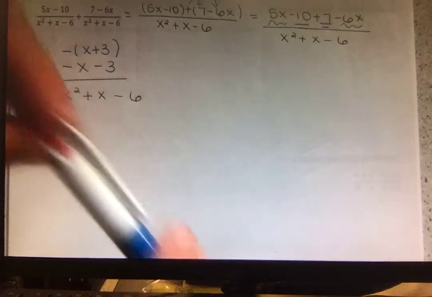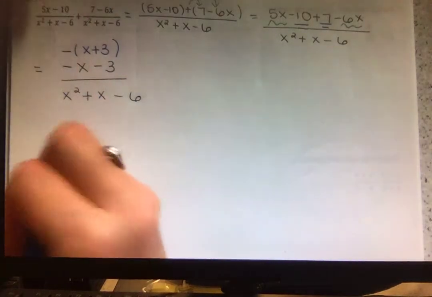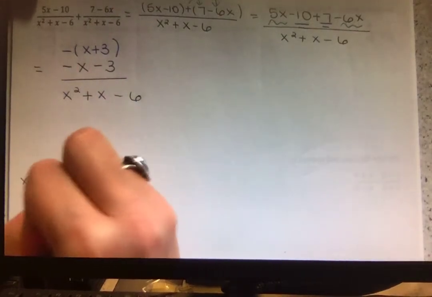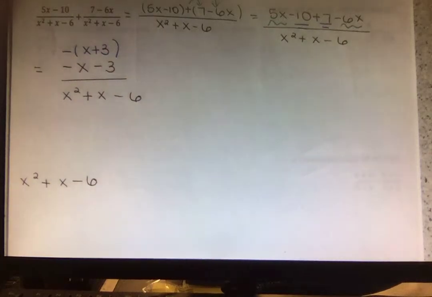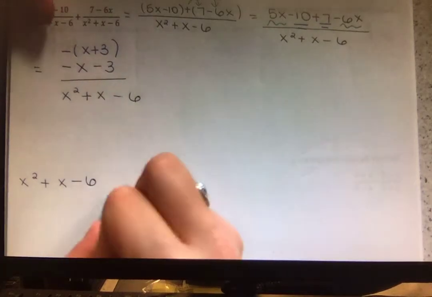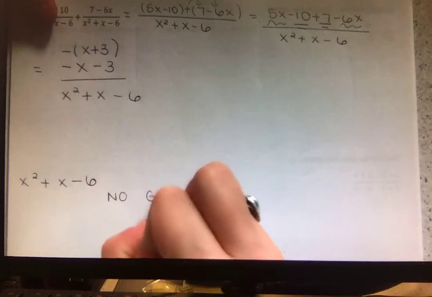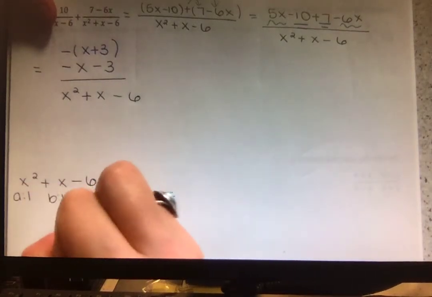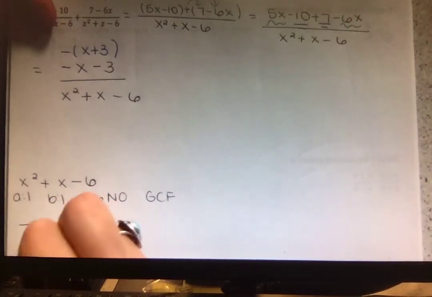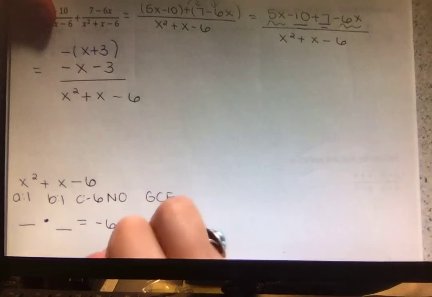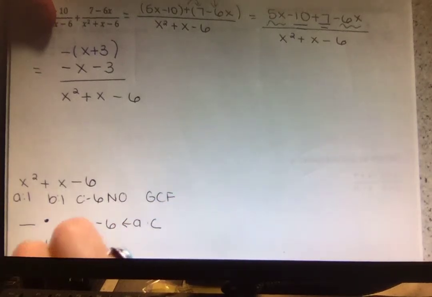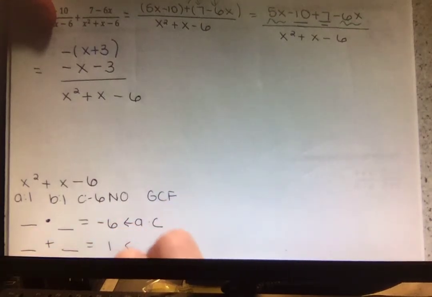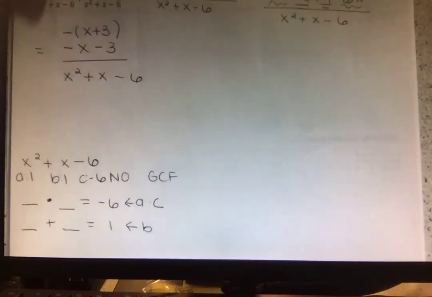So we now need to factor x squared plus x minus 6. GCF? No GCF. Our A value is 1. B is also 1. And C is negative 6. So we are looking for two numbers that multiply together to give us A times C, which is negative 6, and the same two numbers to be added together to give us B, which is positive 1.